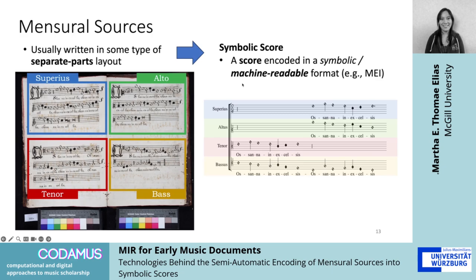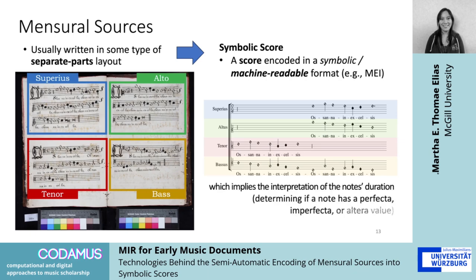But we don't want just any score. We want a symbolic score, which is a score that is encoded in a symbolic or machine-readable format, like MEI, which I'm going to mention later. And that has advantages in itself, because if the machine is able to read the score, it can process it. For example, it can play it back. It can maybe convert it into modern values if you have a script for that, and it can do much more. But of course, to obtain this, we have to deal with the interpretation of the note's duration, with all these imperfections and alterations, and this kind of context-dependent modifications.